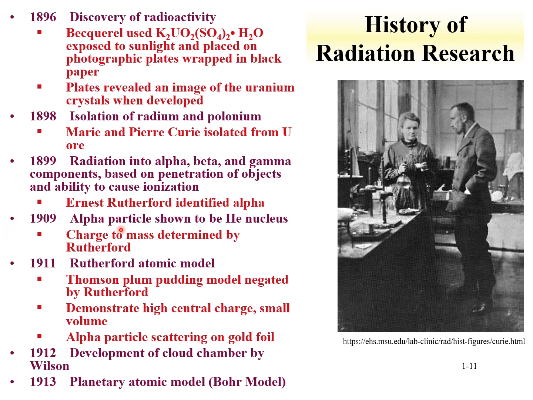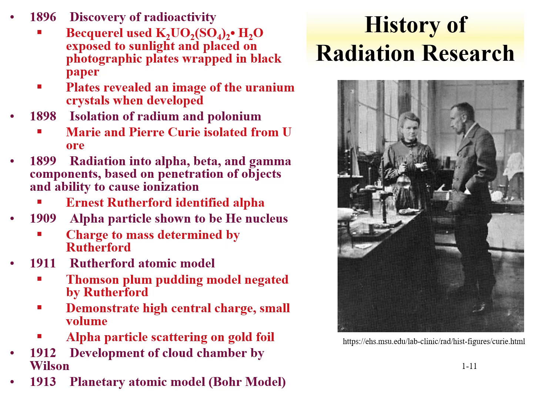1911, the Rutherford atomic model. Thomson had a plum pudding model that was negated by Rutherford. They demonstrated a high central charge in a small volume, and this was demonstrated by alpha particle scattering on a gold foil. From this scattering, the hypothesis was developed that the mass must be all concentrated in an area where the particle would impinge upon this nucleus and get scattered back.